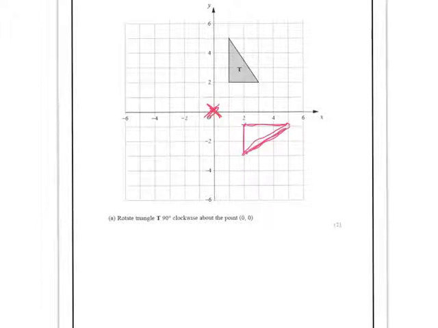Okay, that's it, 2 marks. If you are unsure if you've done it enough, then you can just do a little line between corresponding points and the centre of rotation, and then you should just see that's a 90-degree angle. That means it's rotated 90 degrees. That's it.